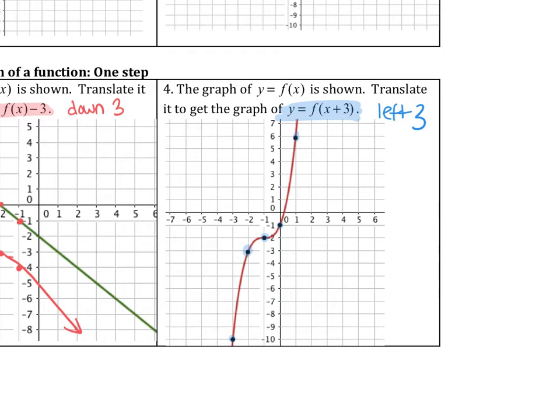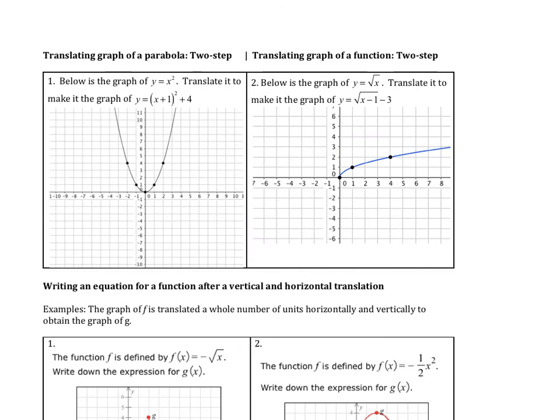So if I move the bottom one left 3, I've got 1, 2, 3. I've got a point here. 1, 2, 3. I've got a point here. 1, 2, 3. There's a point there. 1, 2, 3. There's a point there. And 1, 2, 3. There's a point there. So if I draw my best imitation graph of the first one, it should look something like that. Okay? And I just moved everything left 3.